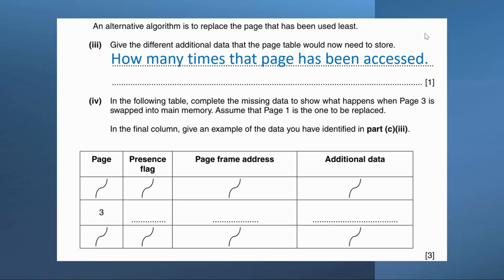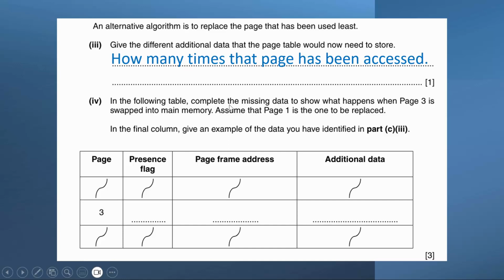So how do we know how many times it's been accessed? We give it a counter. We need to know how many times that page has been accessed. Once we know that, we know which page has been used the least. The only difference is, instead of comparing time, we're going to be comparing how many times that page has been accessed. So nothing too complicated there.